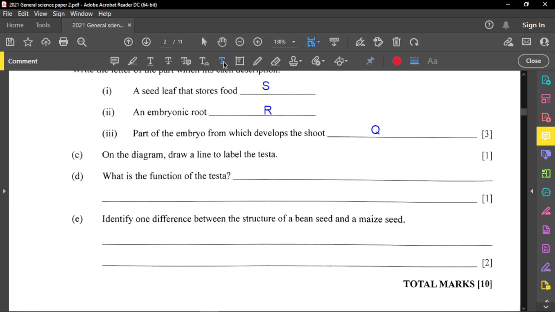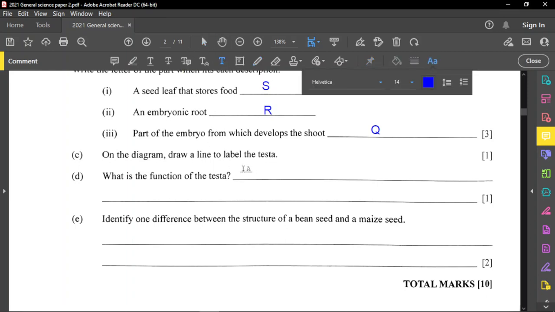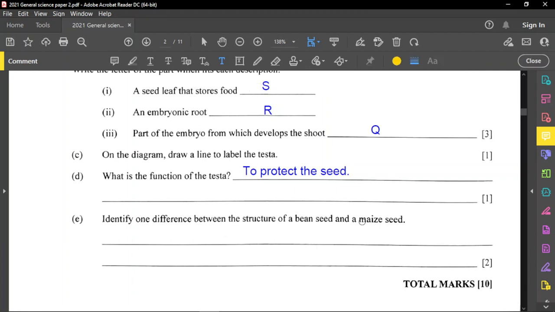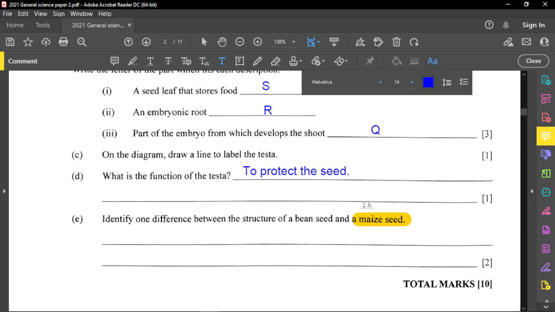The tester is to protect the seed, okay? So that's the function there, to protect the seed. And then it's to identify the difference between the structures of a bean seed and a maize seed. A maize seed is a corn, just to mention that. Maize means corn. That's the scientific name for corn, actually, Zea mays. So once you see maize, it's a corn.